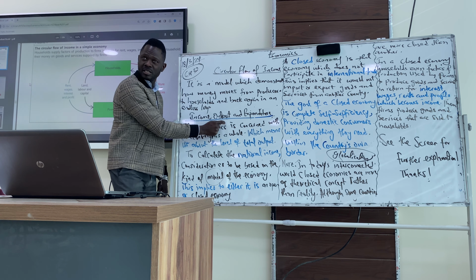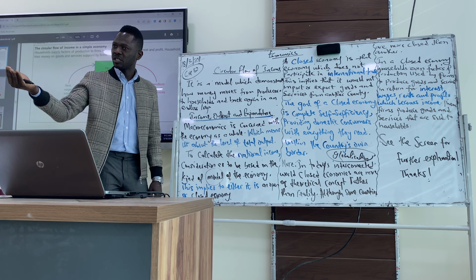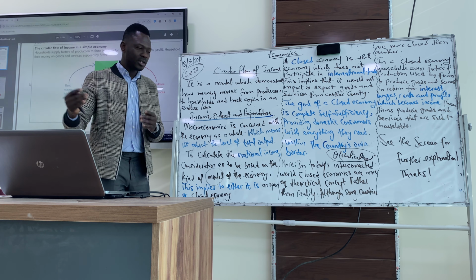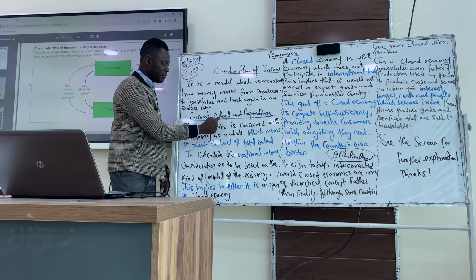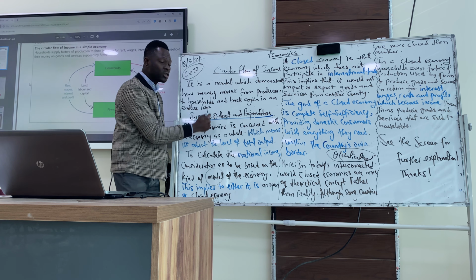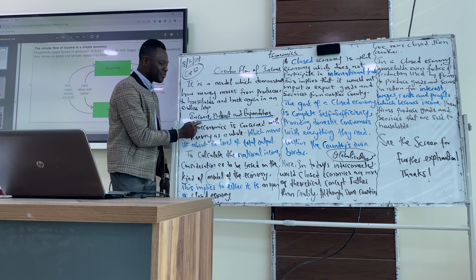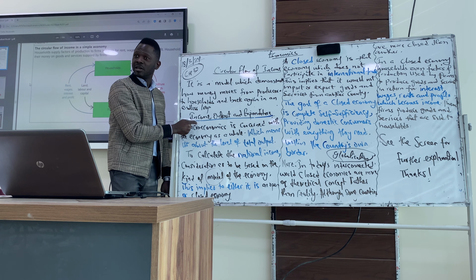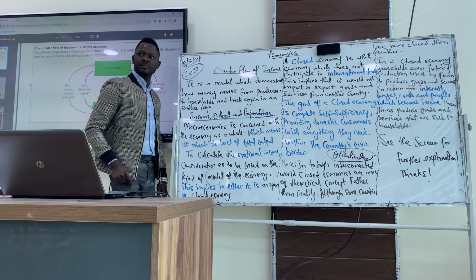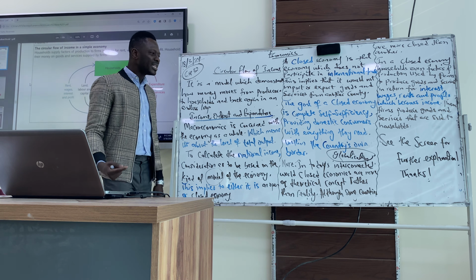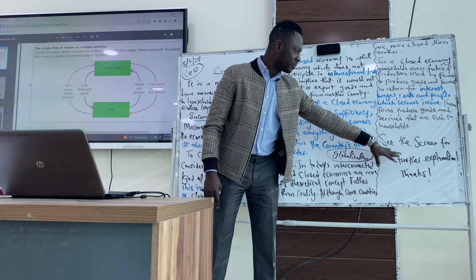This will be produced through the factors of production. Who owns the factors of production? The household. The household will sell to firms. Firms will use it in producing this. But in return for the factors of production, households would have had income, which they have to spend to buy this. Is it clear, please? Yes. So see the screen for further explanation.